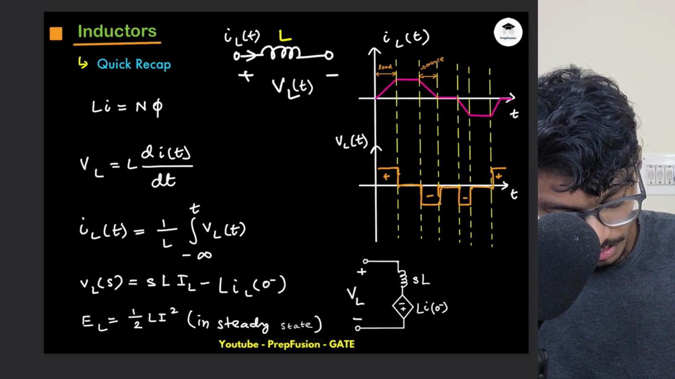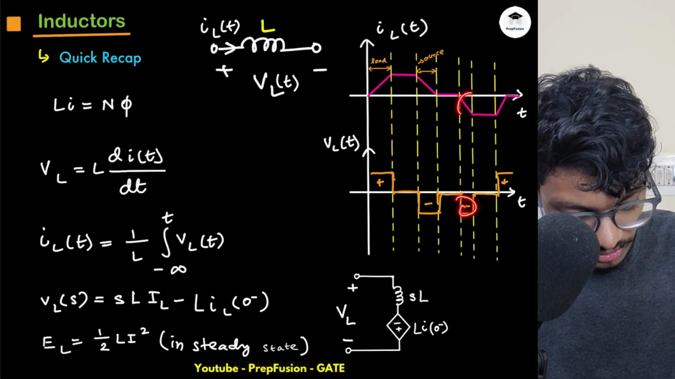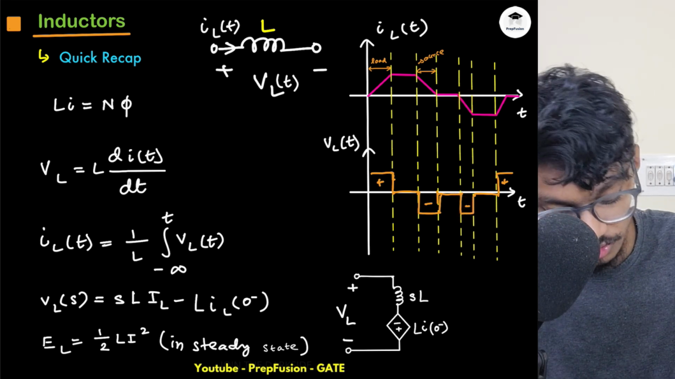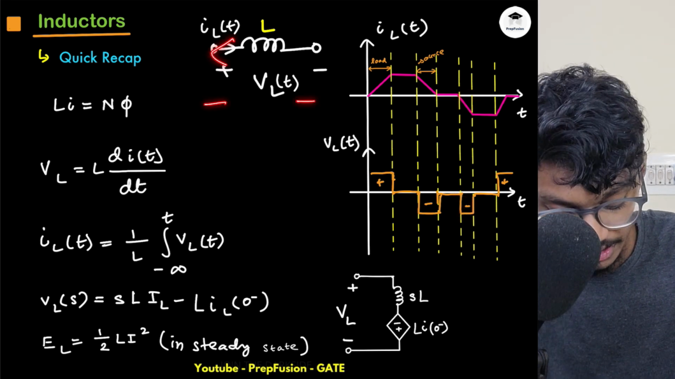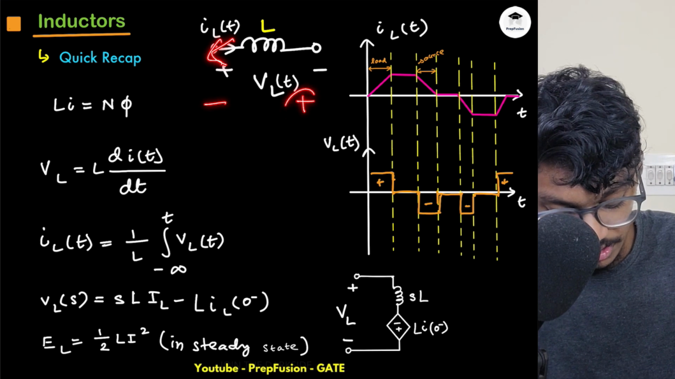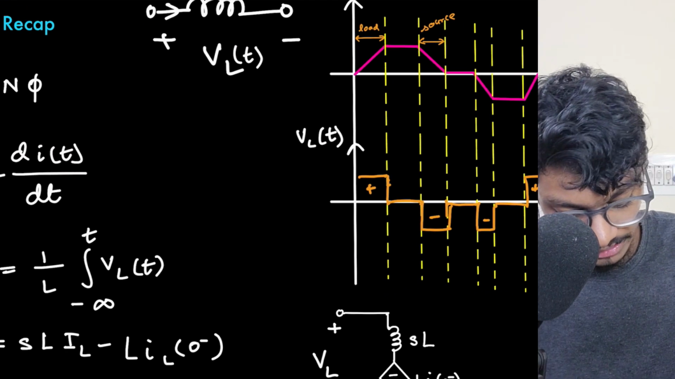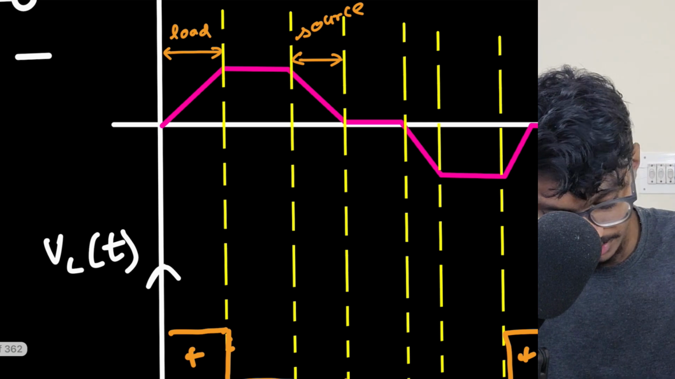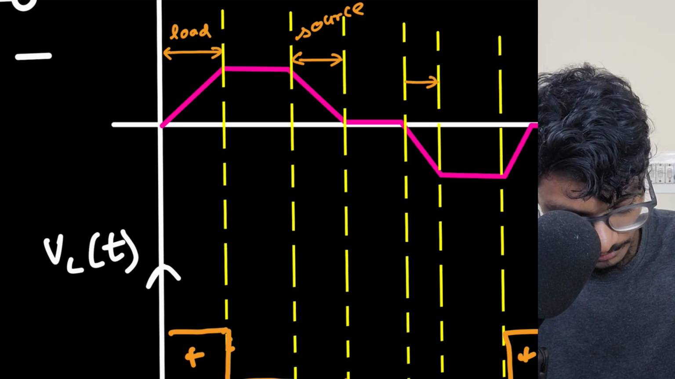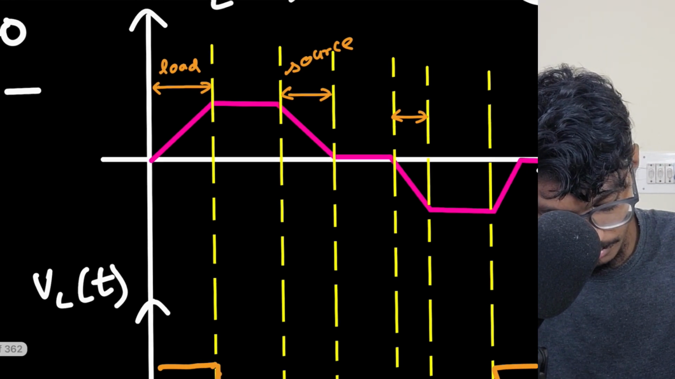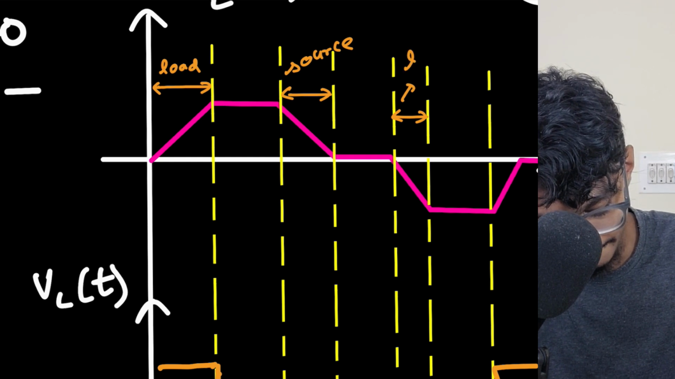Okay. And a similar case here: again voltage is negative, and current is also negative. So the direction of current will also change, the direction of voltage will also change. Hence current is entering into the positive terminal. Again this will act as a load.